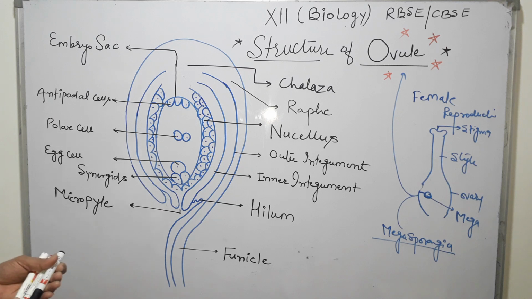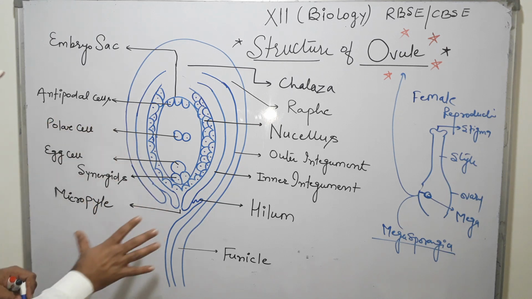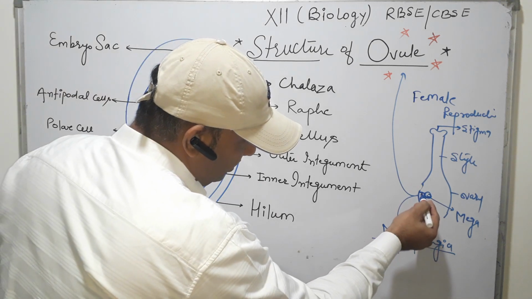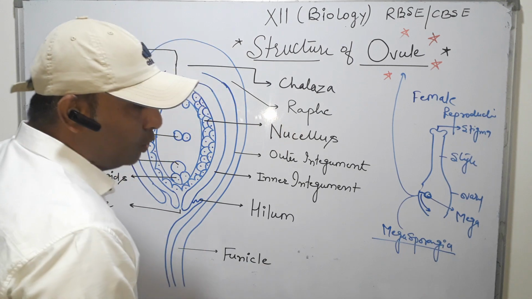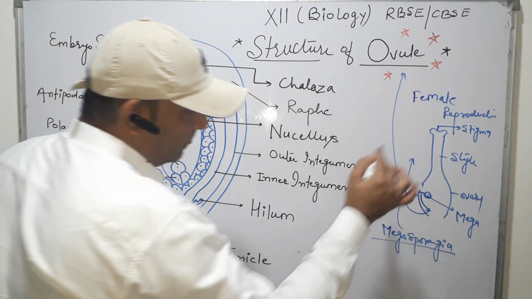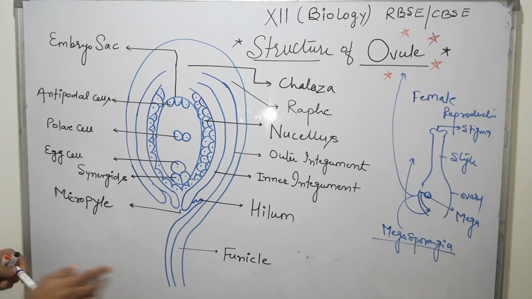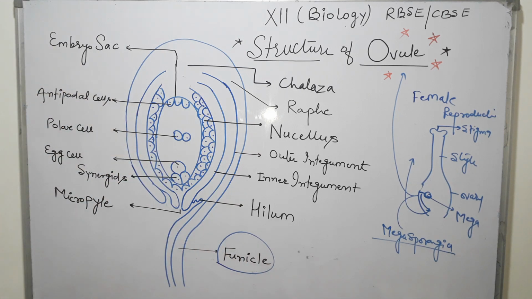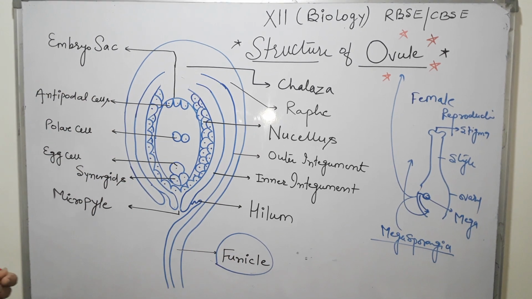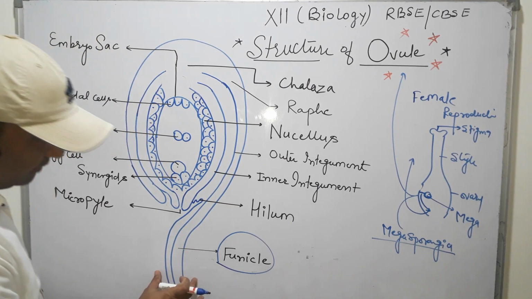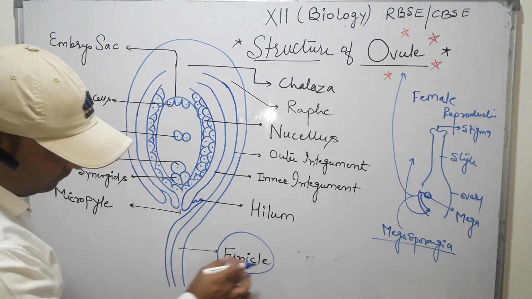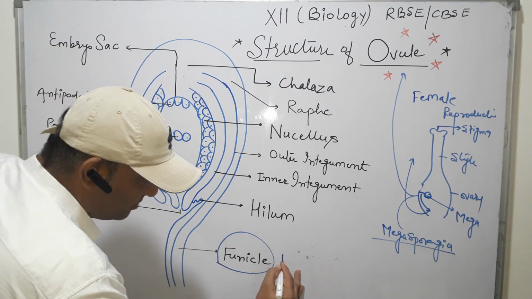Clear? So in the structure of ovule, the following parts make up the ovule. First of all, the structure by which the ovule is attached to the ovary is called the placenta. Here we start with the first part. First part is called funicle. It is the part from where the ovule attaches with the ovary. It is the stalk-like part called funicle.